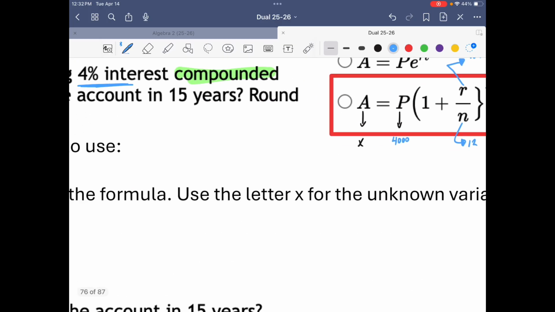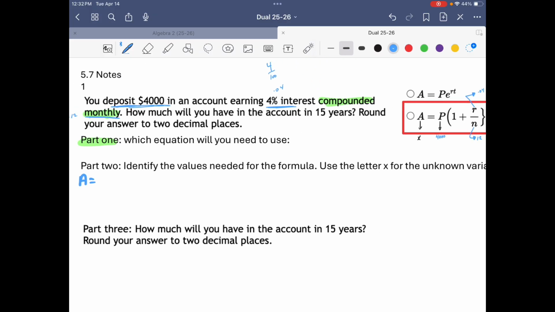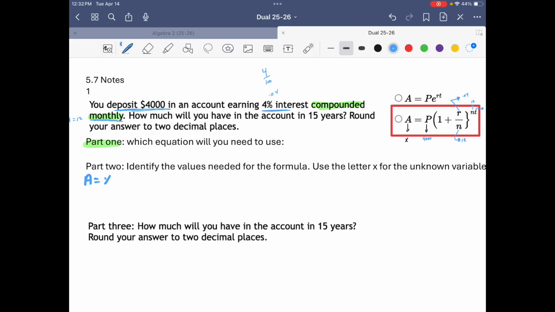So the way you would put it is, I would just write it over here. So in that formula, A is X. That's how much money we're gonna have after 15 years. P is 4,000. 1 is a number, and R, the interest rate, that's 0.04. N was 12, and T was 15.